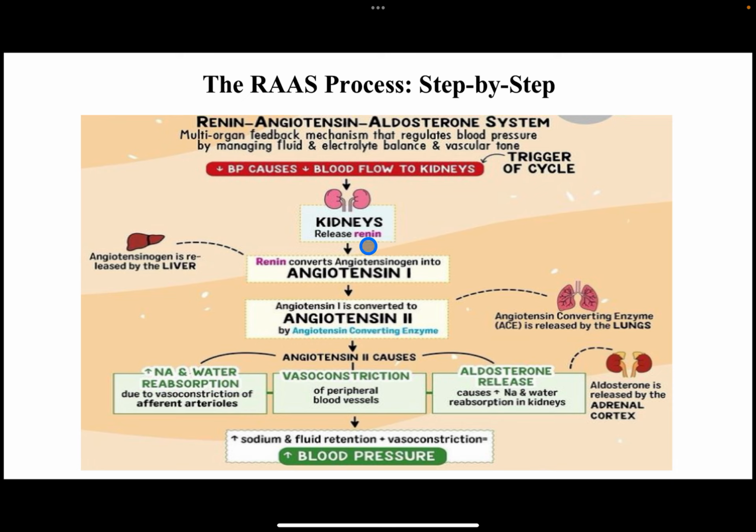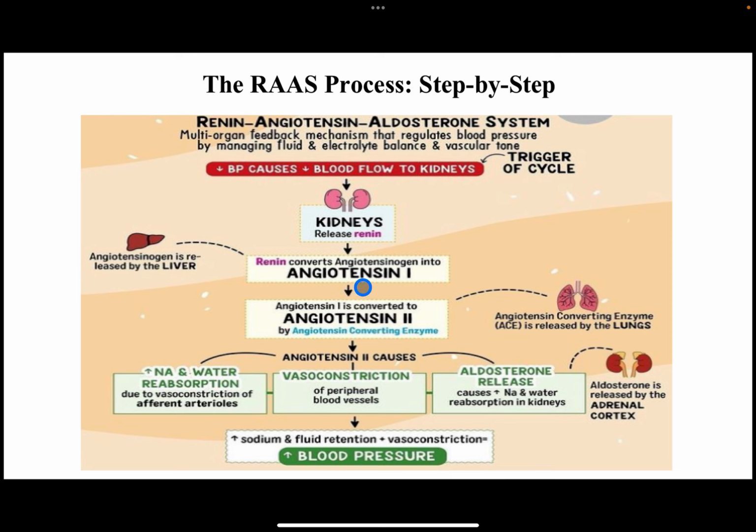Now already in your blood, the liver produces and releases angiotensinogen into the blood. This is a protein. Because renin has been produced, renin will meet this angiotensinogen and convert angiotensinogen to angiotensin 1. Now, this angiotensin 1 is a vasoconstrictor, but not a potent one, and so it needs to be activated to become potent.